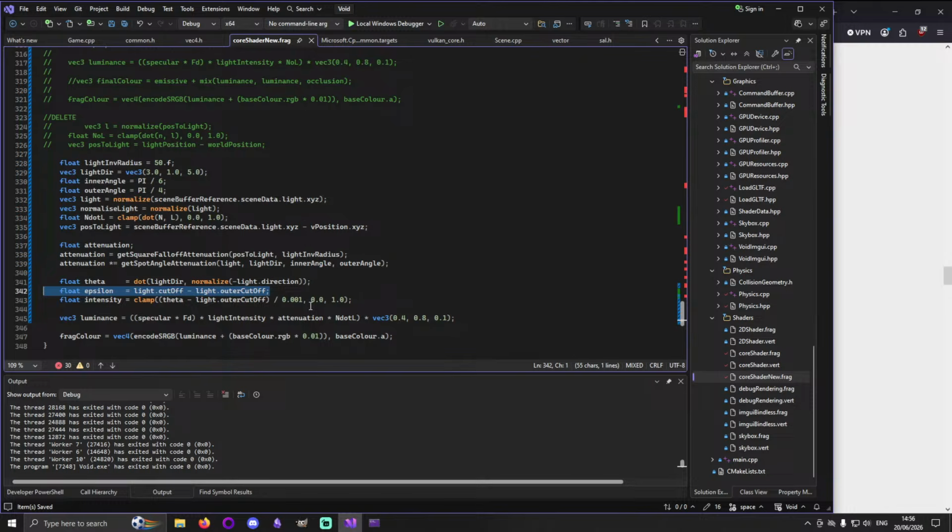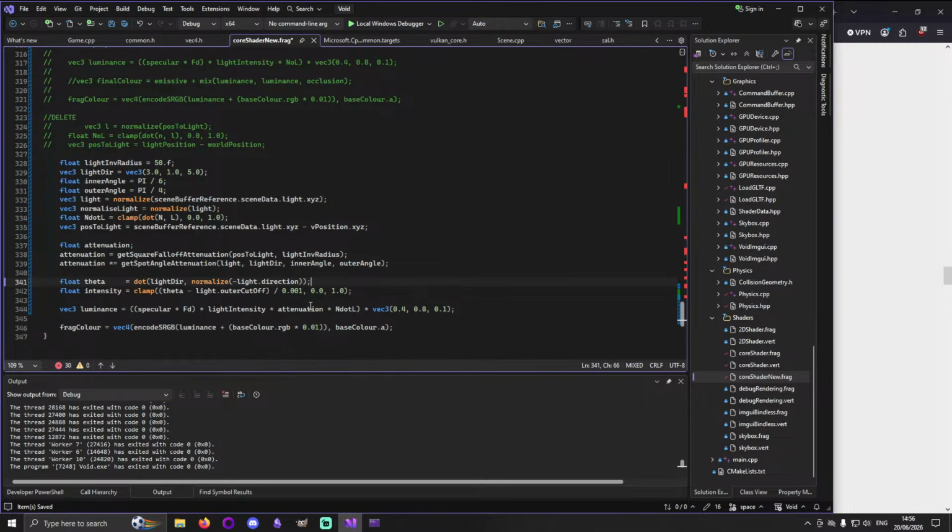The outer cutoff, I believe, is probably the outer angle, and then the direction. Right, okay, so... Lighting direction. This is just this. Normalize minus, dot product, the minus. Okay, so we got theta, and I believe the outer cutoff. That would be a vector. I have no idea what that's going to be hard coded. Gosh, this is trying to make a cone.